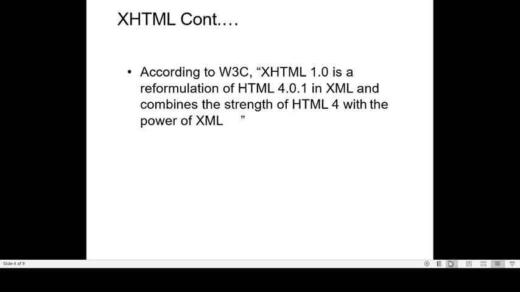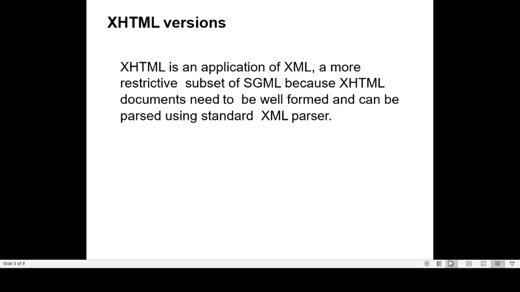According to W3C, XHTML 1.0 is a reformulation of HTML 4.01 in XML and combines the strength of HTML4 with the power of XML. XHTML is an application of XML, a more restrictive subset of HTML, because XHTML documents need to be well formed and can be parsed using a standard XML parser.